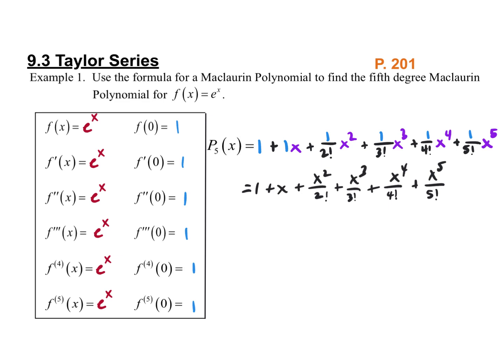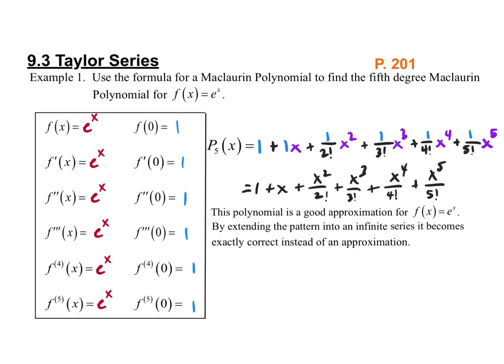If we expand this out infinitely, this is an approximation for e to the x. It's probably not a great one. But if we went out 10 terms or 12 terms or 30 terms, then that polynomial is going to go closer and closer and closer to e to the x. So again, it's a good approximation. If you extend it to an infinite series, it becomes exactly correct instead of an approximation. So if I can take a series of this thing infinitely, it will be e to the x.